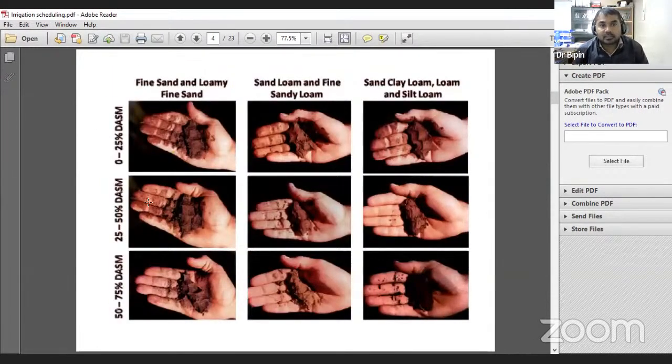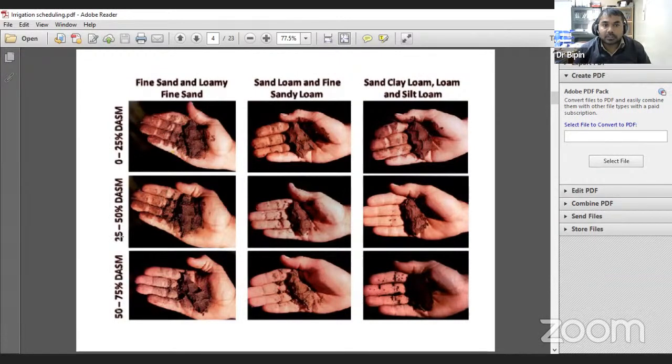So you can see here how the fine sand and loamy fine sand will appear and behave in the field. This is the 0 to 25% depletion of available soil moisture. At that moment, you can see it is completely formed. Ball formation happens, but a lot of the soil is also attached to your hand.